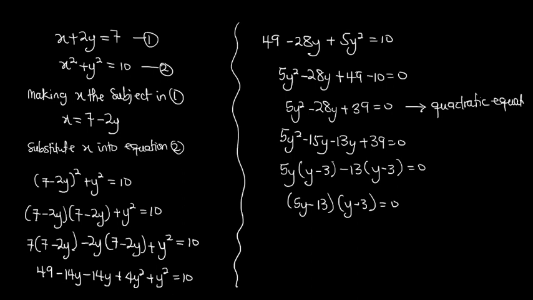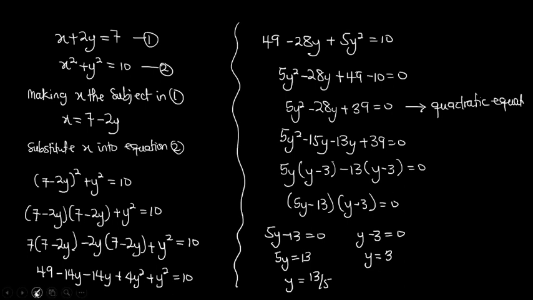From here, I can now equate each of these brackets to 0. It means I have 5y minus 13 is equal to 0, and then y minus 3 is equal to 0. So over here, 5y equals 13, and therefore y is equal to 13 over 5. On the other hand, we have y equal to positive 3. So it means that after solving for y, we have two values of y. But note that this is a simultaneous equation in two variables, that is x and y. So we have two values for y. So it means we have to get their corresponding x values.